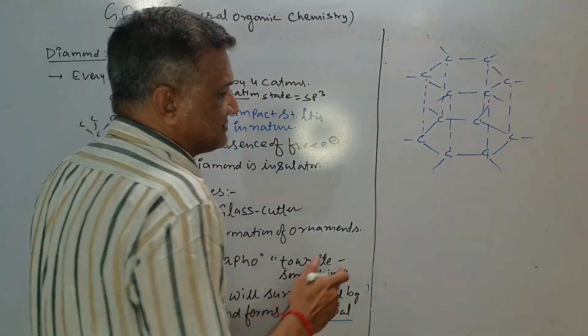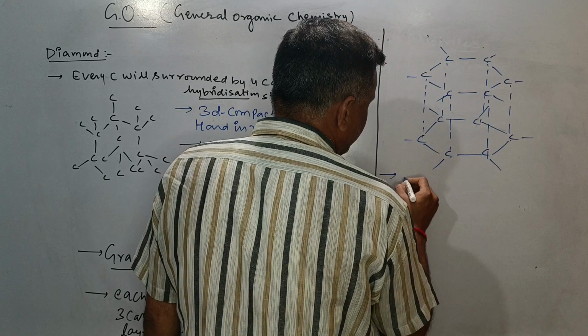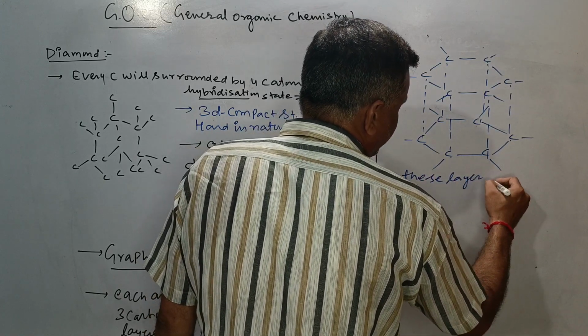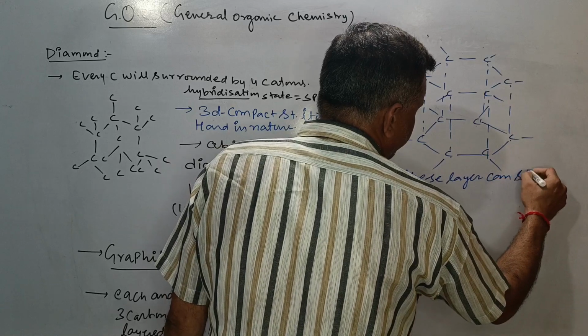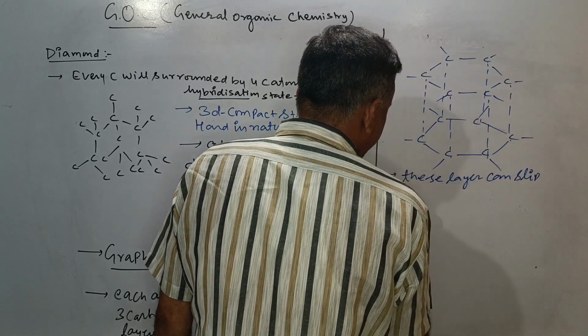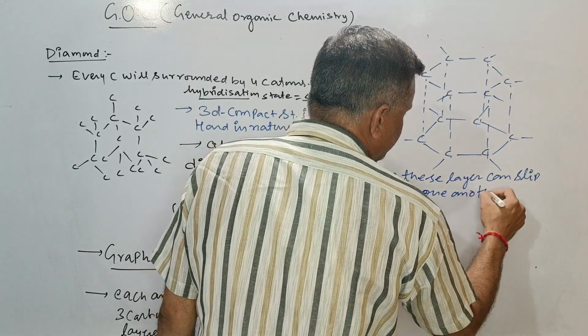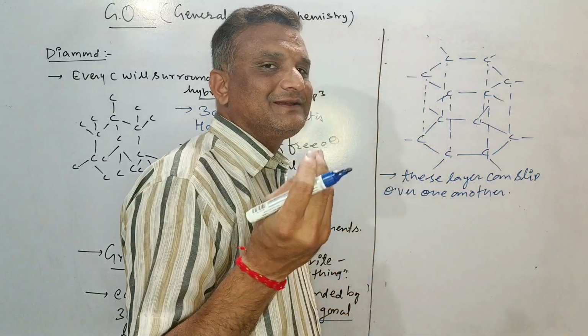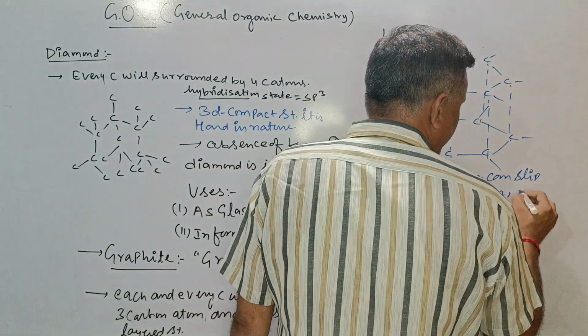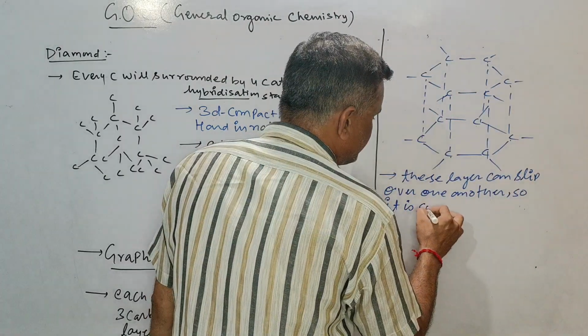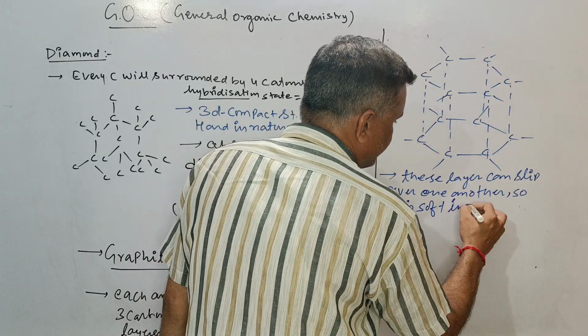And due to formation of hexagonal layer structure, these layers can slip over one another. एक दूसरे पर slip कर सकती है. That's why it is soft in nature.